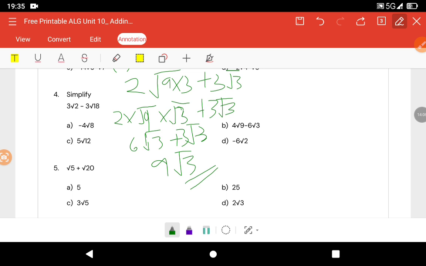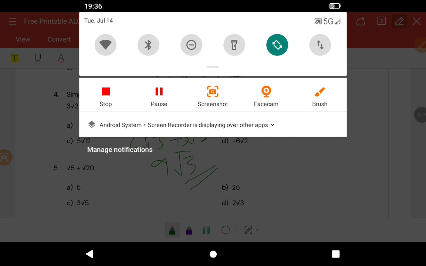So you can run more of these exercises, like question 4, where you have 3 root 2 minus 3 root 18. You can just first check if you can reduce any of the radicals to the lowest form, then check if you have similar radicals, then you can either add them or subtract them to get your final answer. So I believe from this explanation you should be able to add and subtract radicals without much stress. So that's where this lesson is going to end.